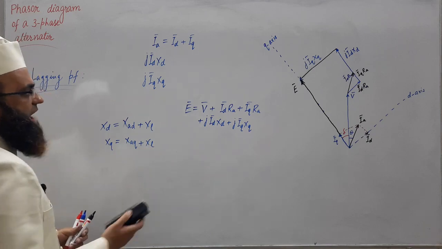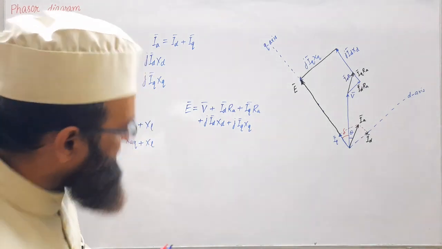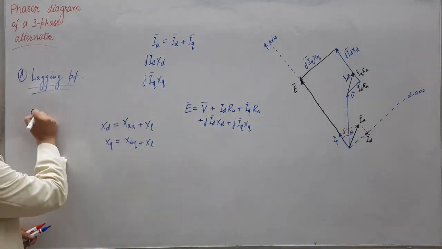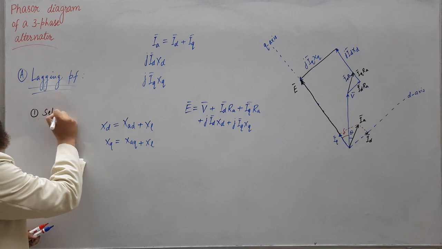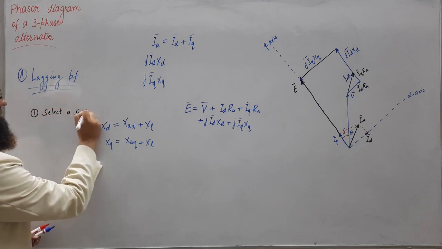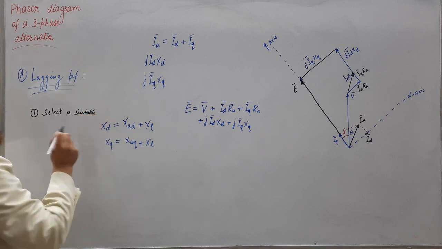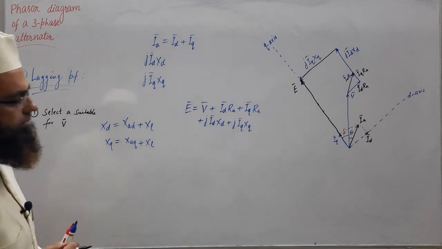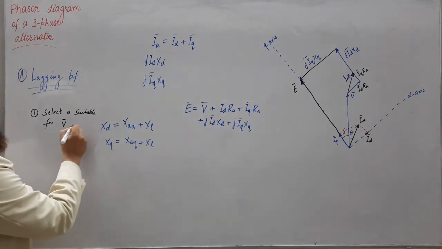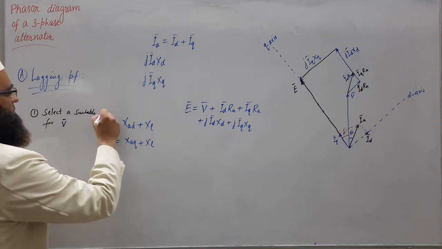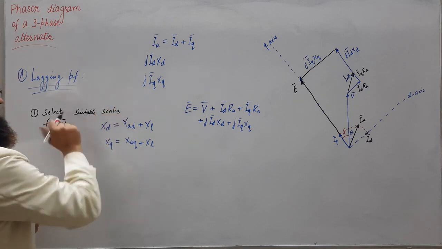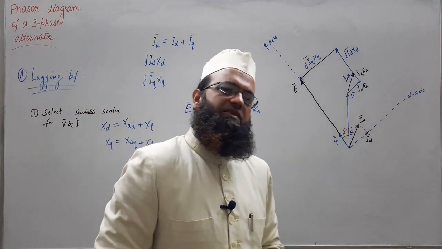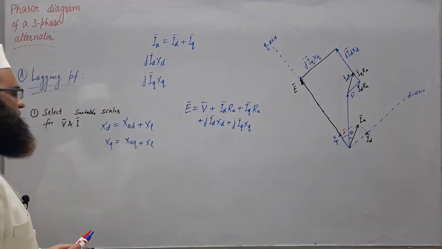Write it in steps. Step number 1: select a suitable scale for V and also for the current phasor. Take a suitable scale, any scale you can take. It is better to write in per unit.